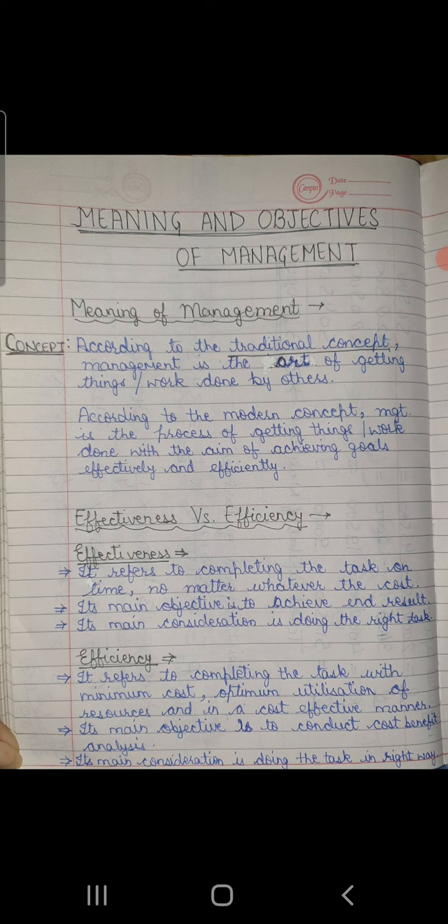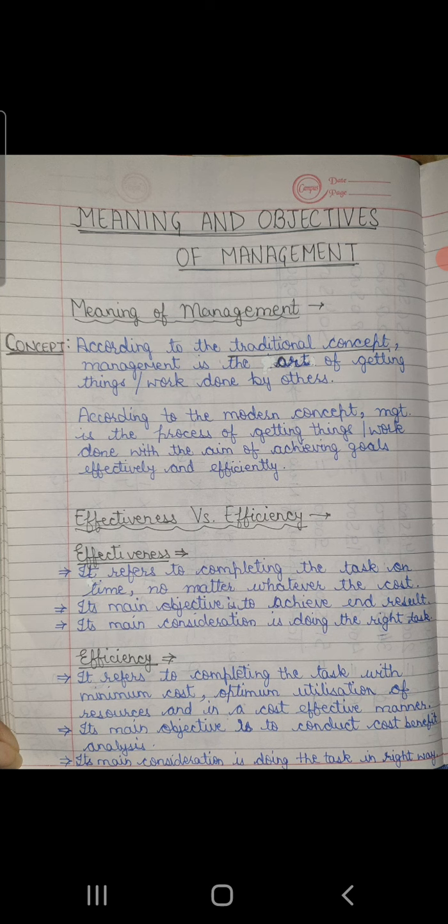Now here we have seen two new words: effectively and efficiently. So first of all, we must know what is the meaning of effectiveness and efficiency. Friends, effectiveness means doing the right task, completing the activities and achieving the goals. In other words, we can say that it is concerned with the end results. Being effective or doing work effectively basically means finishing the given task.